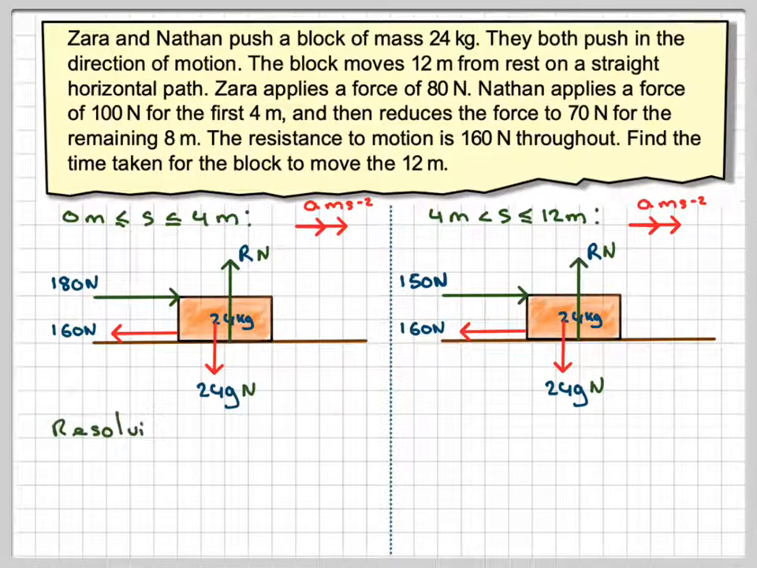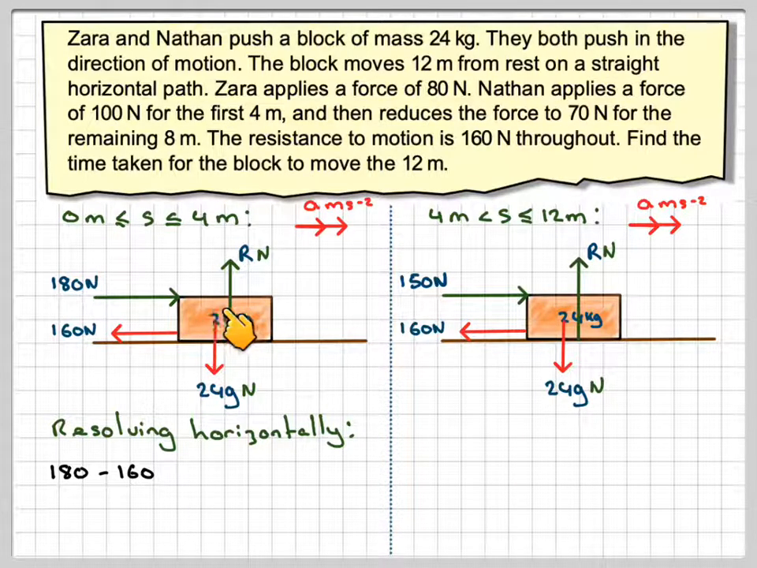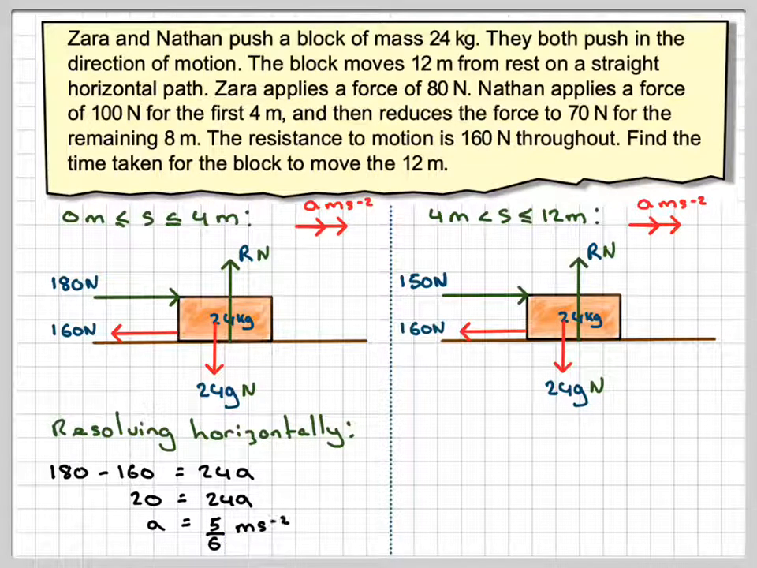So in the first instance, resolving horizontally, we're going to have 180 minus 160. So we've got 180 that way, 160 that way. It's equal to mass times acceleration, 24 times a. That gives us 20 is equal to 24a. a is going to be 5 over 6, 20 divided by 24.